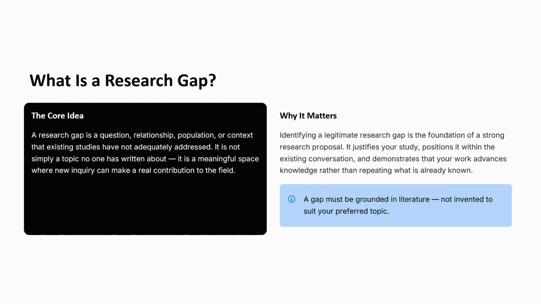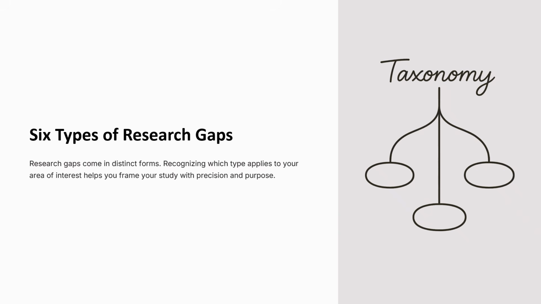Six types of research gaps. Research gaps can take several forms. Understanding these different categories helps researchers clearly define where their study fits within the existing literature. The six major types include theoretical, methodological, contextual, population, empirical, and contradictory gaps.